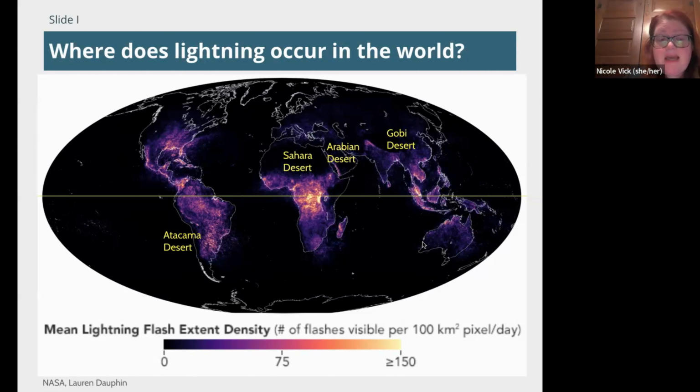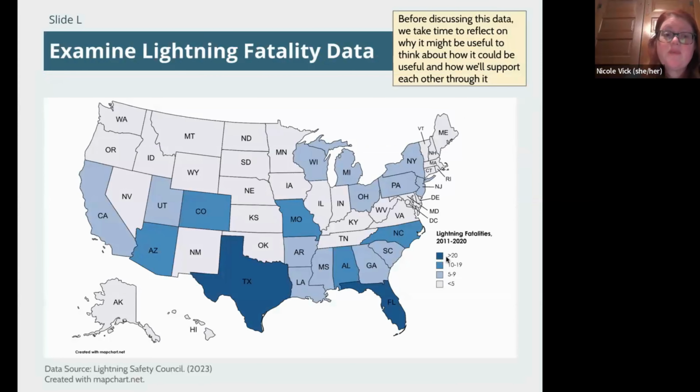We do spend some time talking about this data to help support students' social and emotional learning, especially thinking of experiences that students may have had with lightning that were not so great. So for this next set of data, there is some discussion and framing to support students emotionally, because we are looking at fatality data.